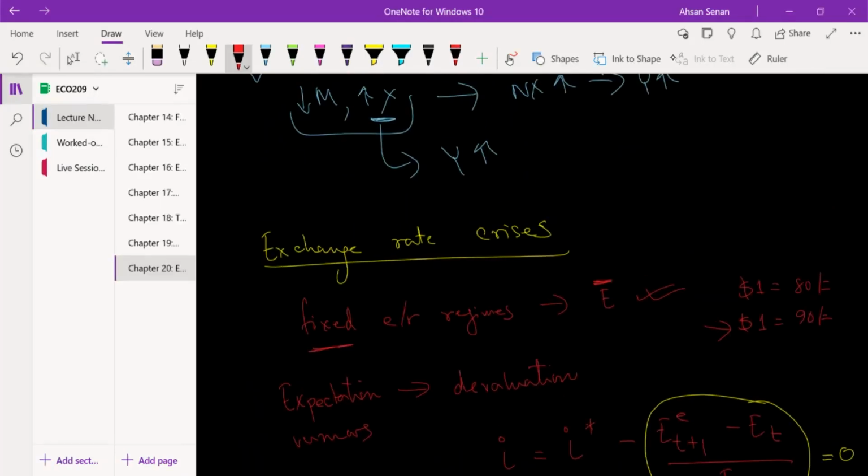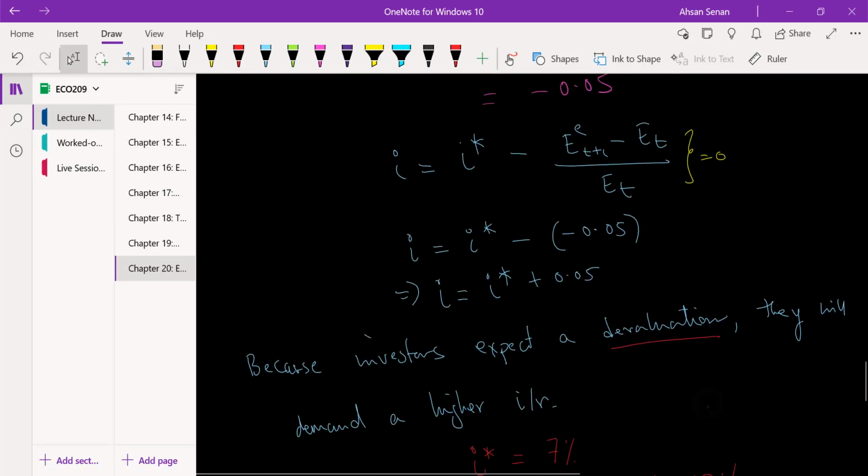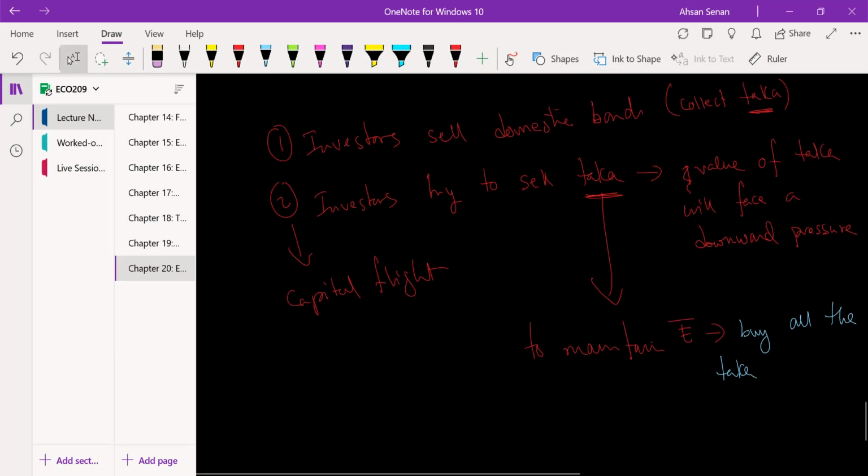So yeah, in a fixed exchange regime, the government wants to maintain this E. As a result, when there is a large number of investors with a huge sum of taka, and they're trying to sell taka, if the government wants to maintain E, what will the government have to do? Buy all the taka and pay the fixed exchange rate. That's the thing.